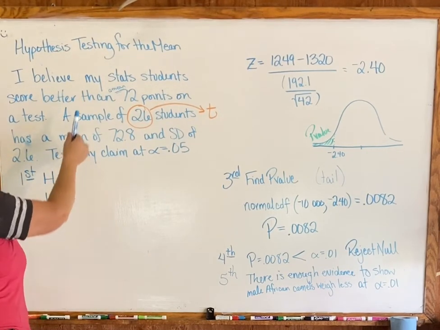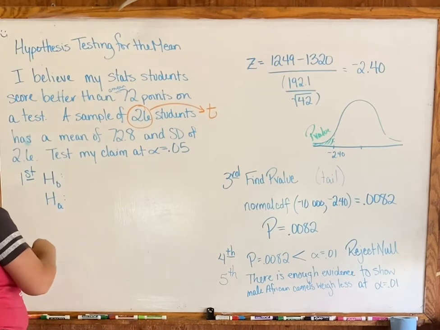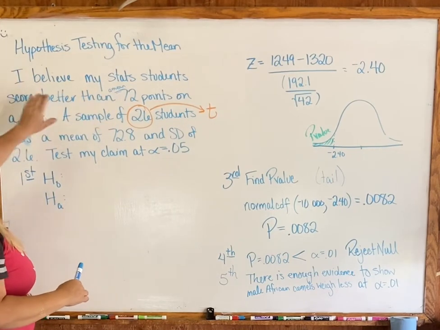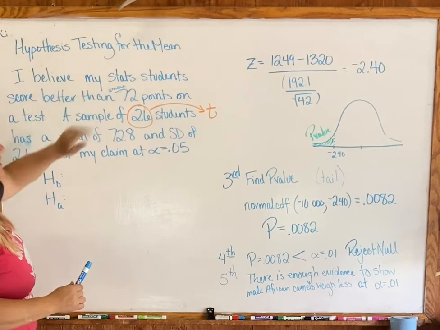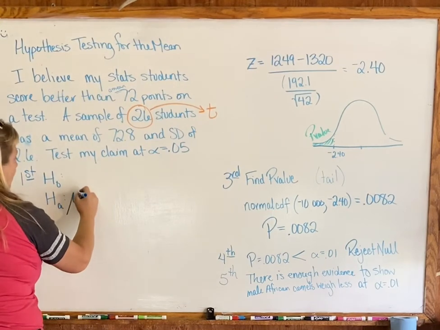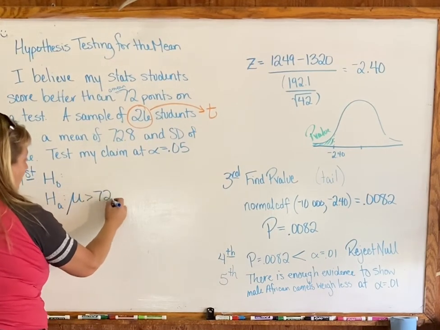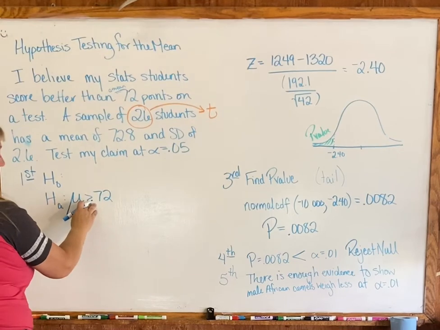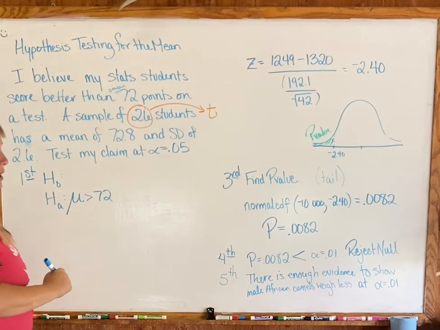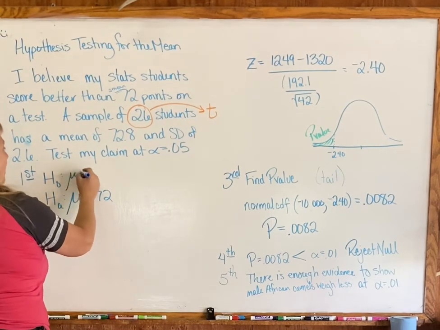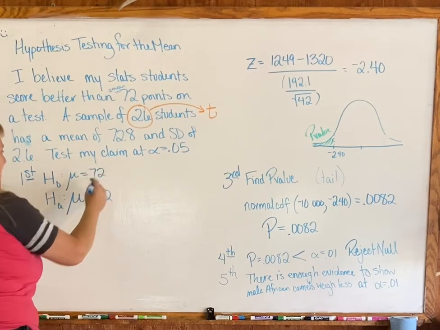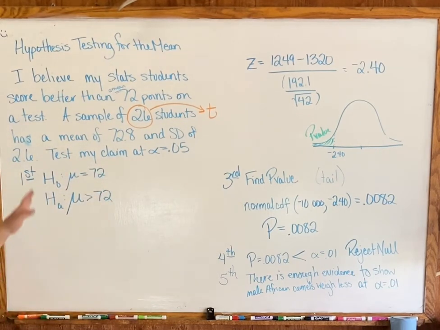In this case, I actually already have my alternate. I believe my stat students score better than a mean 72. So that's actually the alternate just given right to us. I think the mean is greater than 72, which means we can just go with our null hypothesis as being equal to. We don't even need the less than part, just equal to. So these two numbers should always be the same. It's only these guys that should be different.